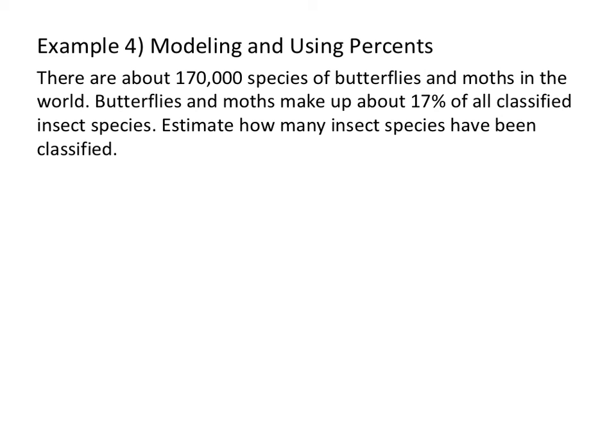Moving on now to an example of modeling. So we're going to look at how we use it in real life, even though all those were really actually applicable. There are about 170,000 species of butterflies and moths in the world. Butterflies and moths themselves make up about 17% of all classified insect species. Estimate how many insect species have been classified. So again, we're going to look at our part over a whole. So my base is actually going to be how many in total.